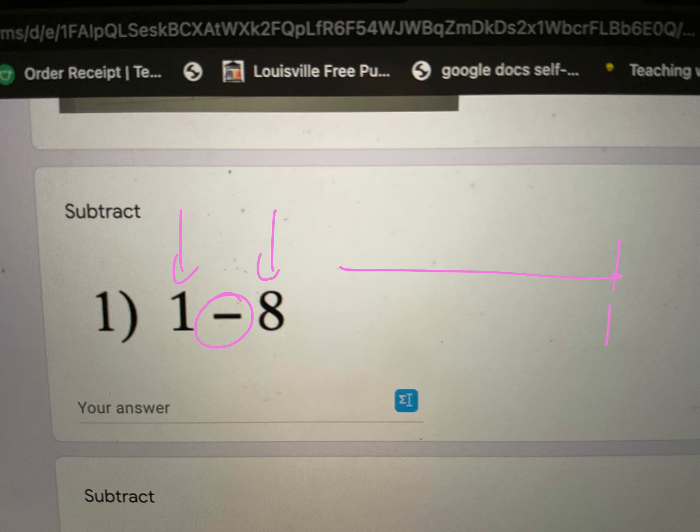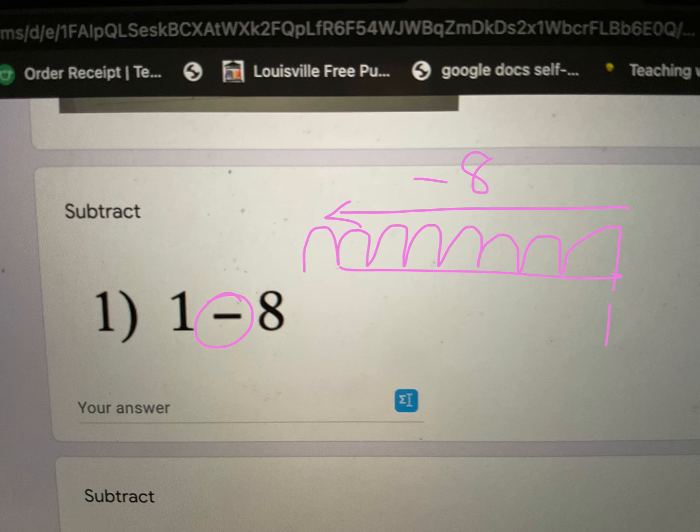So remember that a subtraction, when you're taking away a positive number, that means we're going to go to the left, and we're going to go to the left 8 spaces in order to make that negative 8. So if I count over 8 places, 1, 2, 3, 4, 5, 6, 7, 8. Let's see where I end up. Okay, so you see here, I'm going to end up at -7.